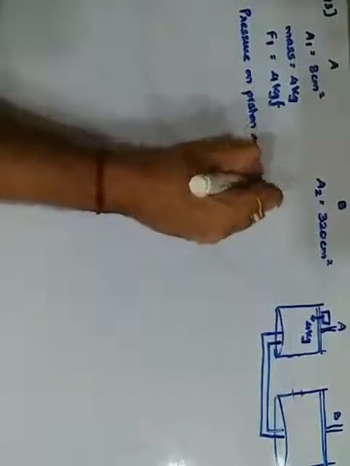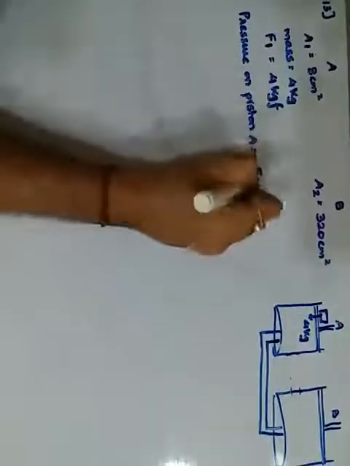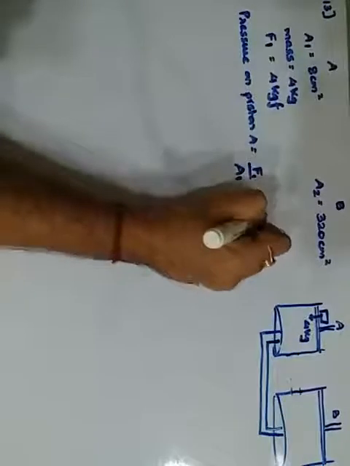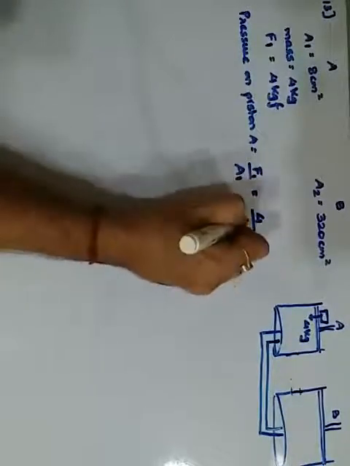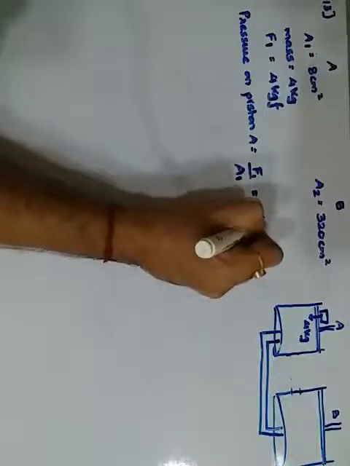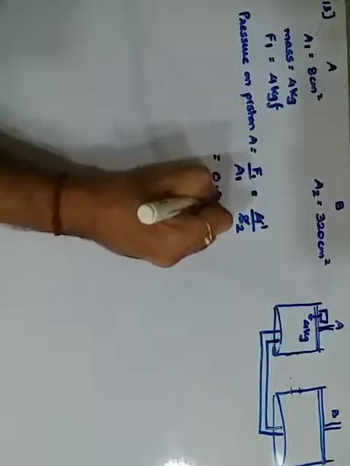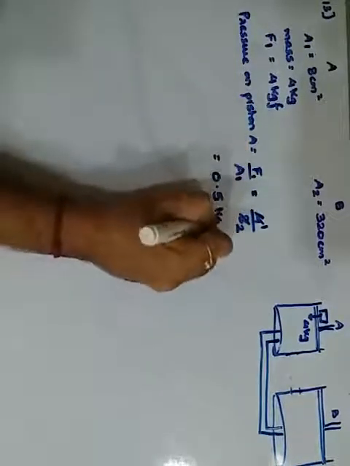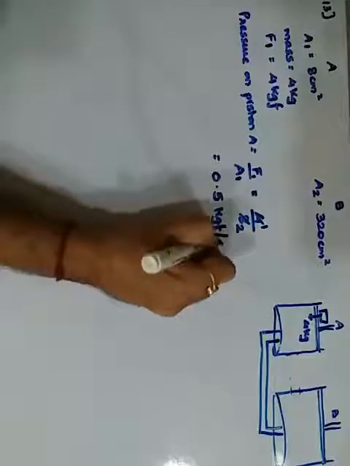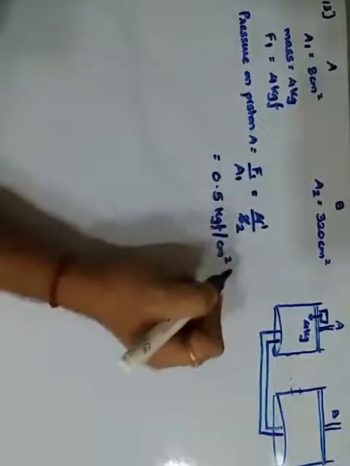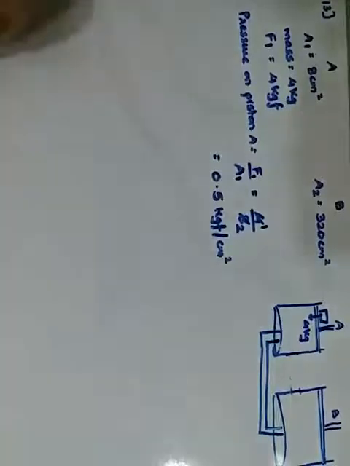What is the formula for this thing? Pressure is force upon area, but it is for piston A. इसके लिए F1 upon A1. So it will become F1 is 4 kilogram force and A is 8. Cancellation gives me 1 upon 2. 1 upon 2 is 0.5. Pressure is given by kilogram force per centimeter square. Getting it? तो ये मिल गया pressure on piston A.